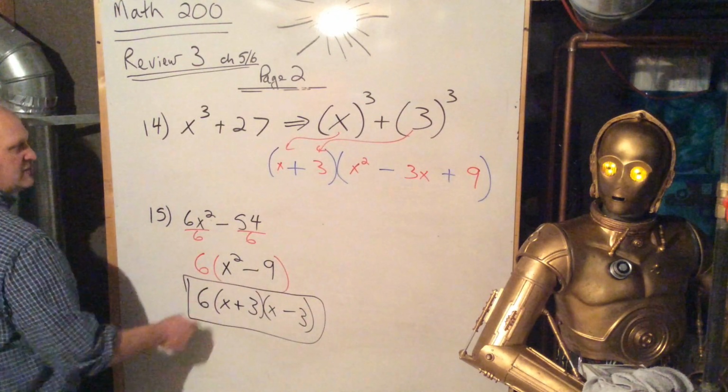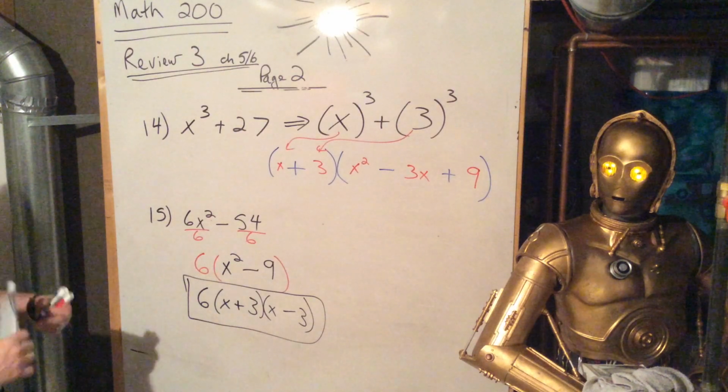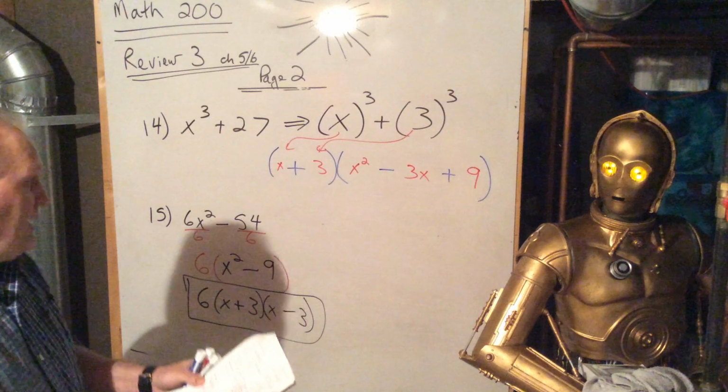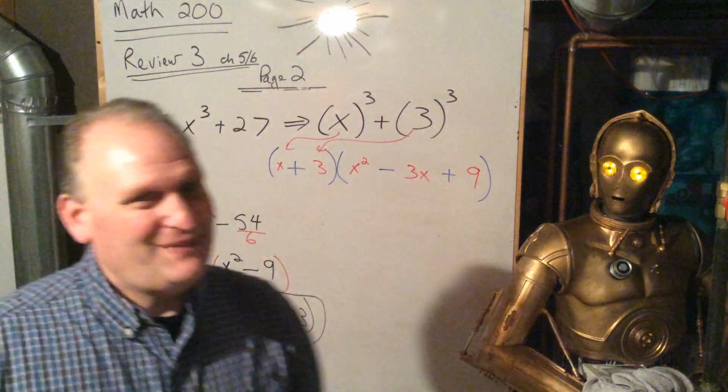So we like difference of squares and we like perfect cubes. The sum of perfect cubes or the difference of perfect cubes. Both are factorable. And that's it for page 2. I'll do page 3 next.